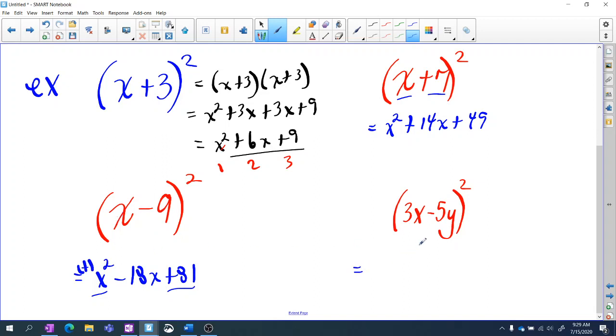All right, one more just to reinforce, make sure we got this down. So it's 3x, we're going to square the first. You're going to square the 3 and the x, so you're going to get 9x squared. Multiply these two together. I'm going to get negative 15xy. Double it. Negative 30xy. Square the last one. Plus 25y squared.